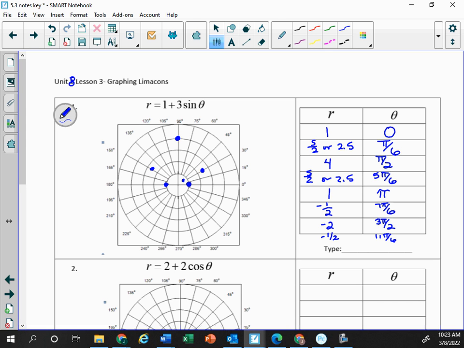Yeah, Kabir says at the top. That's right. So negative 2 and then travel all the way around. So right there. And then your last one, negative 1/2 all the way around, 11 pi over 6. Ends up right over here.